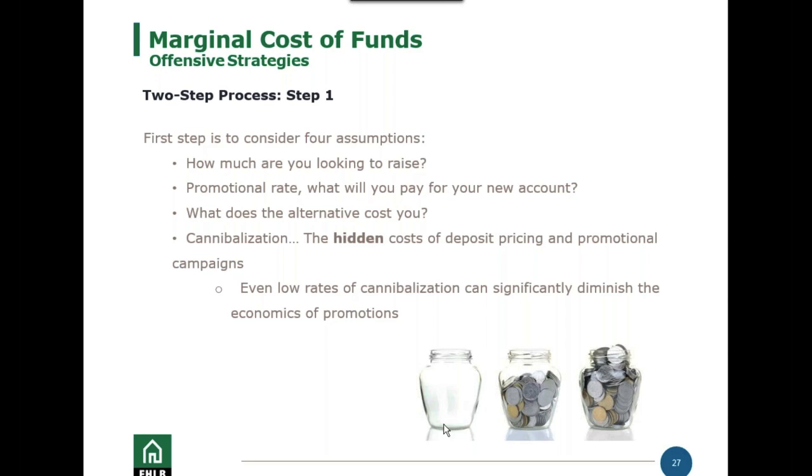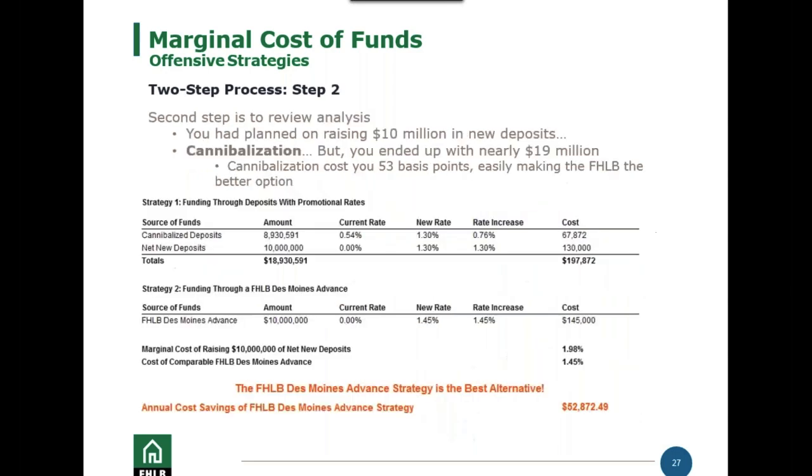What does the alternative cost you? We're using a one-year Federal Home Loan Bank advance. It costs me 145. What's my cannibalization? What are the hidden costs of deposit pricing and promotional campaigns? Even low rates of cannibalization can significantly diminish the economics of promotions. So it's important that you know what that cannibalization rate is, because that's really what drives the decision-making process. Slide 28, please.